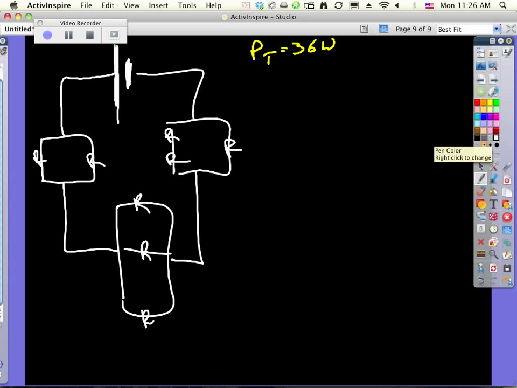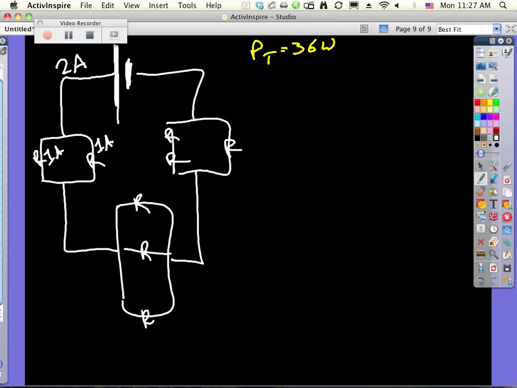The easiest way to do that is by current. The current coming out of the battery is 2 amps. Does that make sense to you? Right? 9 ohms, 18 volts, 2 amps. When we hit this first junction, which way is the current going to go? Both ways. Is there any reason one would have more current than the other? No. So this is going to be 1 amp. This is going to be 1 amp.